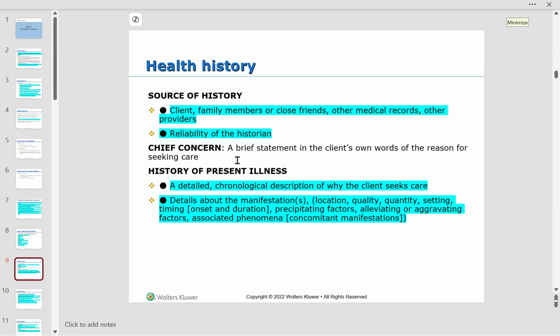Then you want to know, what is their chief concern or their chief complaint? Ask them, what brings you here today? And then let them give you a history of that chief complaint or present illness. What happened? When did it start? And all those questions. Concomitant manifestations, in other words, other signs and symptoms that went along with when this thing started.